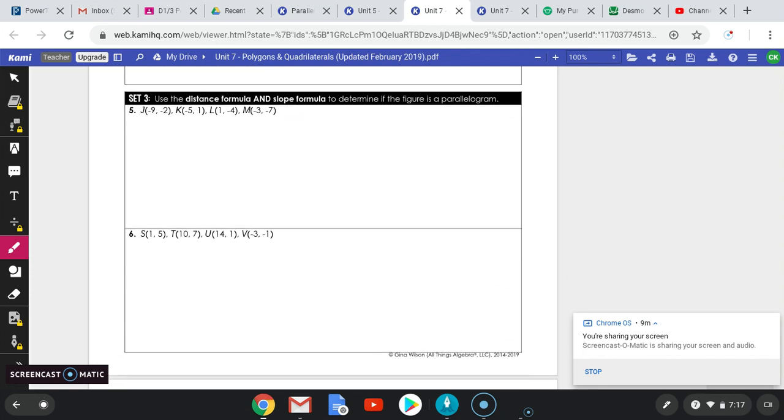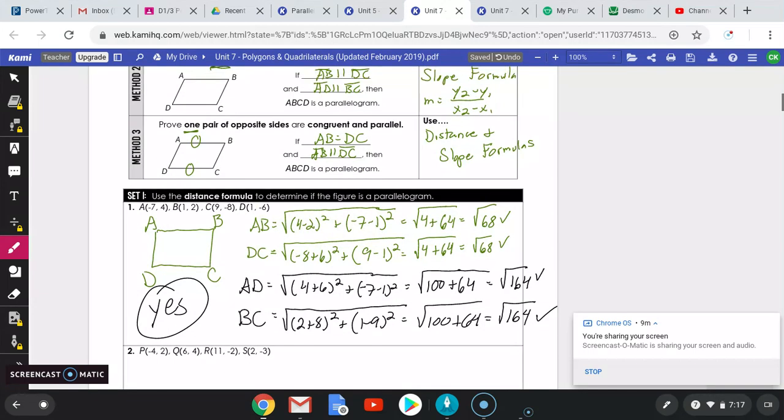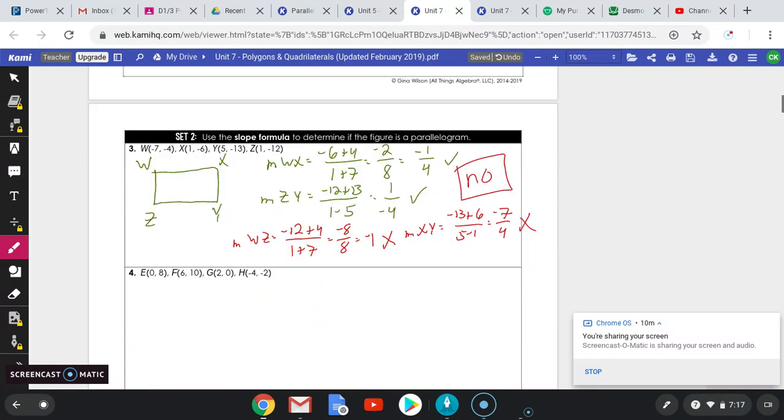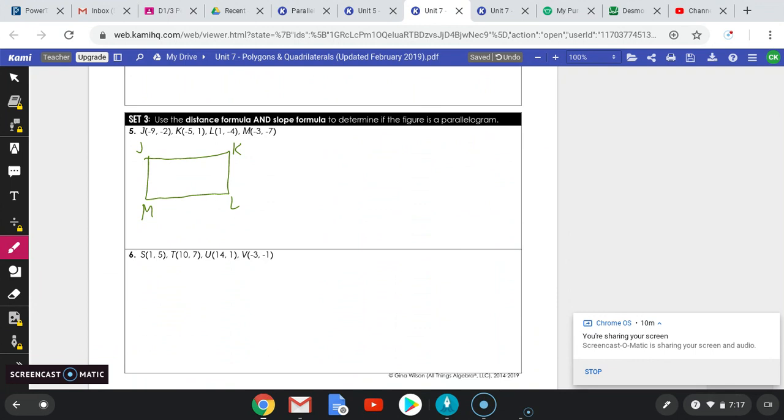Last method here is using both the distance and the slope. So again, draw your figure. JKLM. Now, as it says here, use that method. You only pick, let's go back to what it said, you pick one pair of opposite sides. So it doesn't matter what you pick. Let's just continue with the pattern and pick JK and ML. I don't touch JM and KL at all. So with JK and ML, I use both the distance and the slope formula, and it doesn't matter which one you choose first. Let's do the distance because that's just more tedious and longer to do.